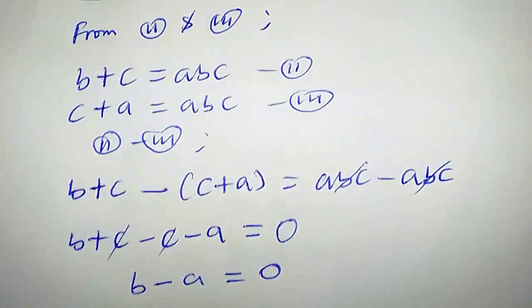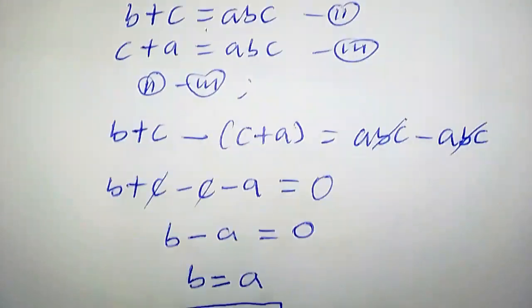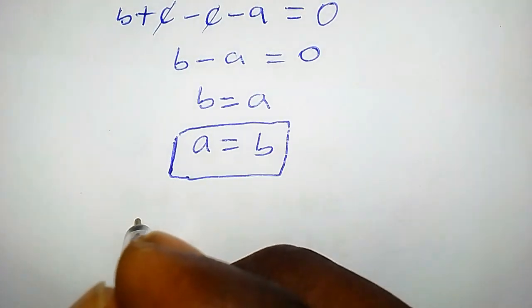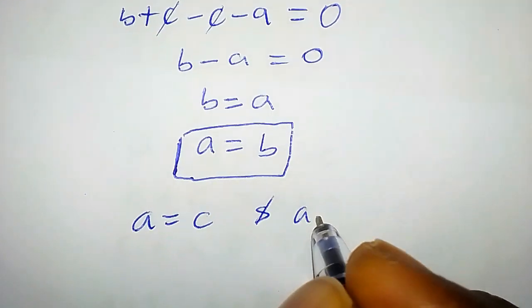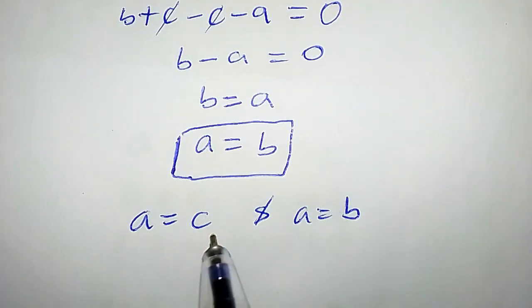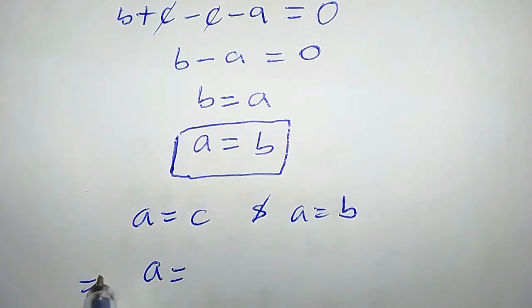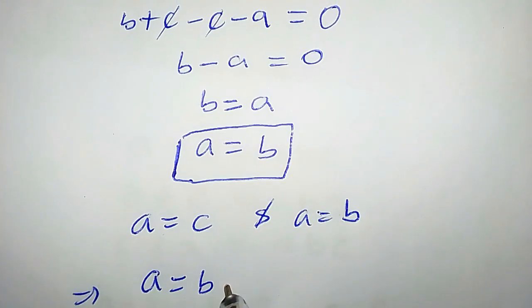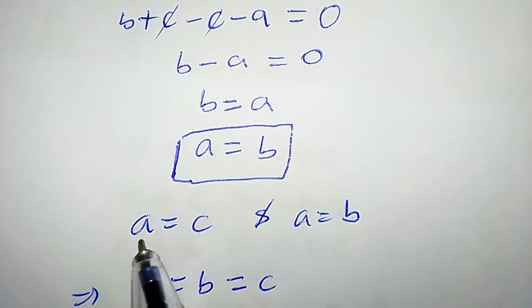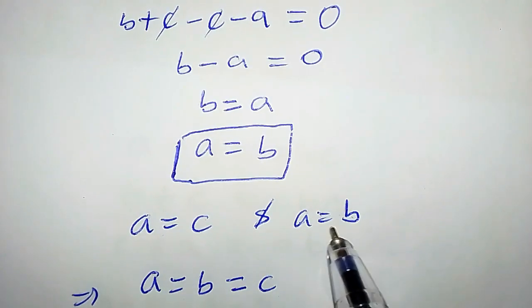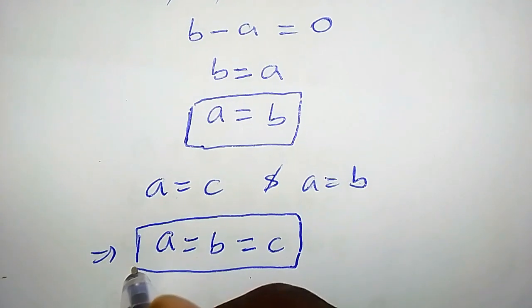From what we first obtained, a is equal to c, and we also have a equal to b. We can combine this. This implies that a = b = c, because a is equal to b, and a is also equal to c. That means these three are equal. Let's take note of this also.